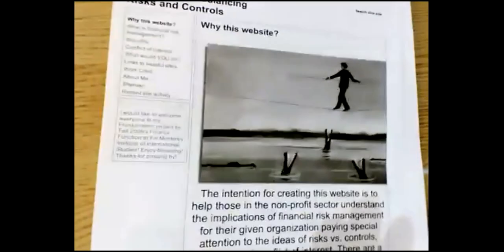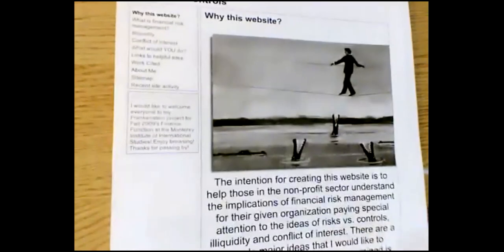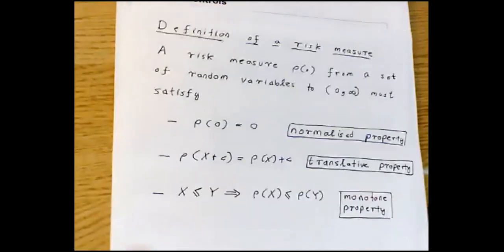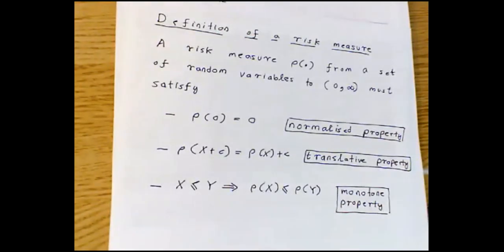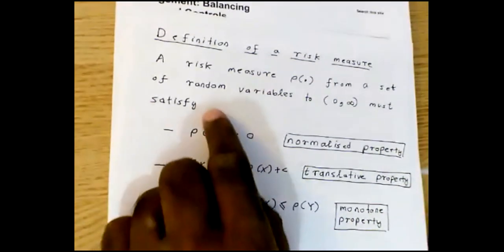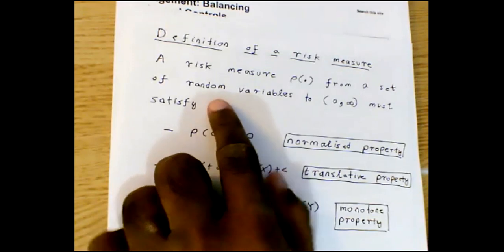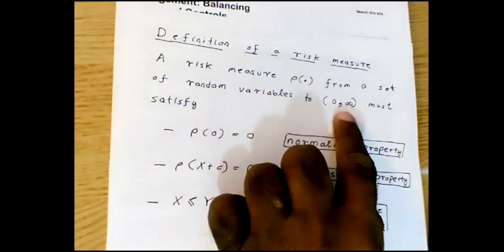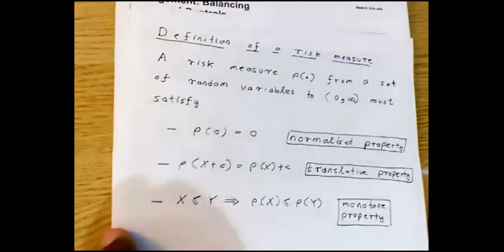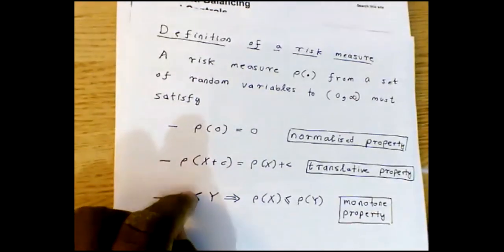And this is another picture, right? Right, and this is the definition of a risk measure. A risk measure is a function from a set of random variables to the positive real line, such that these three conditions must be satisfied.